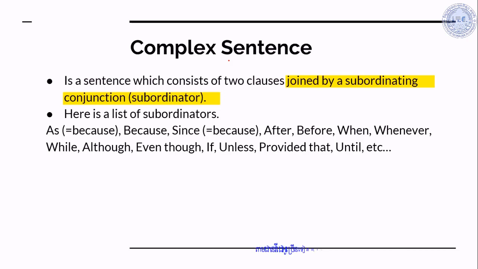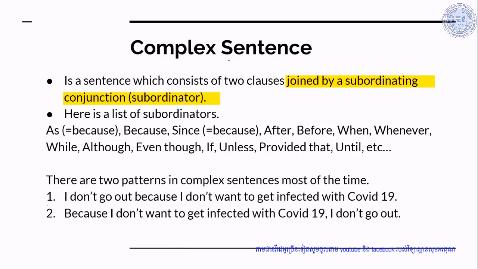So take a look at the example. And by the way, with subordinators, most of the time you can use them in a sentence with two patterns. I said most of the time, not all the time, everyone. So take a look at example 1. I don't go out because I don't want to get infected with COVID-19. Because here is a subordinator, and because the sentence contains a subordinator, it is a complex sentence.